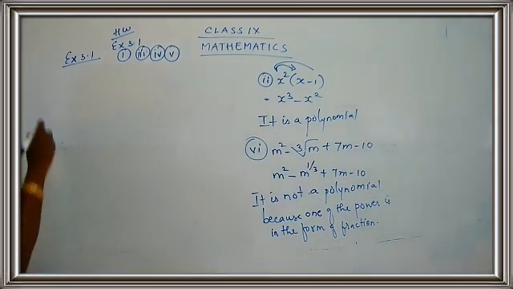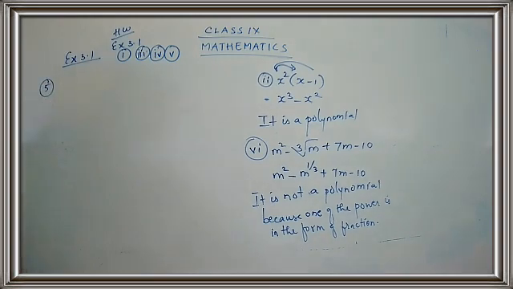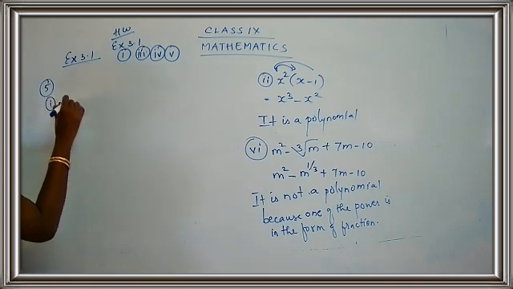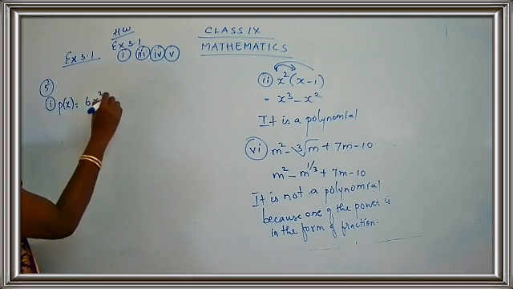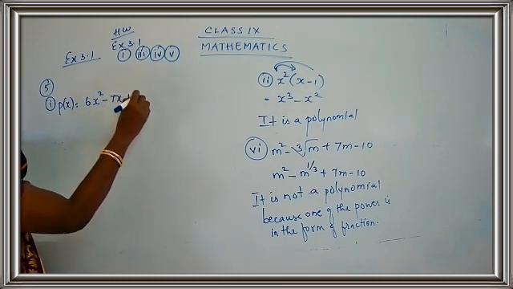Write down the question properly. Add the following polynomial and find the degree of the resultant polynomial. So write down the first one. It's p of x is equal to 6x square minus 7x plus 2.